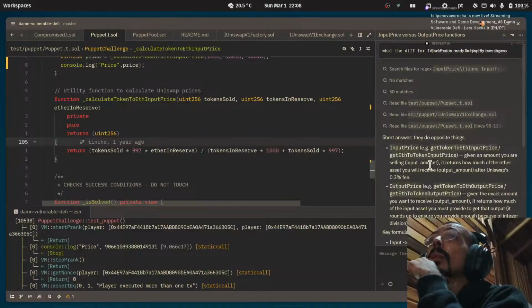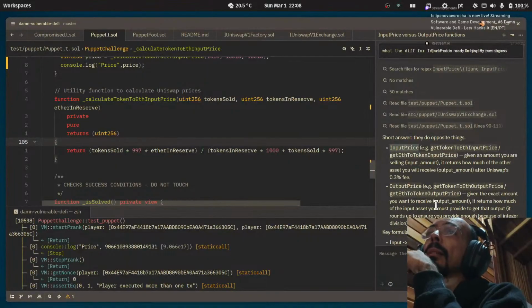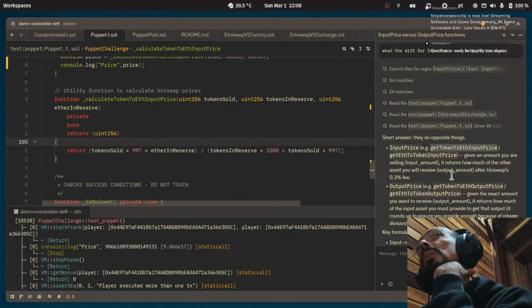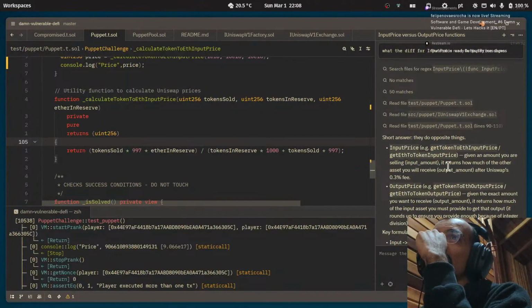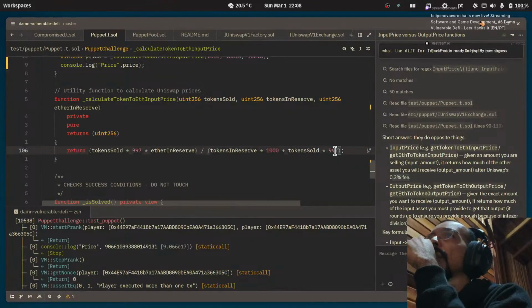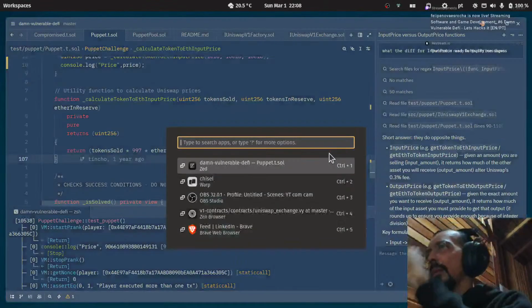Okay, let me see here what they said. Short answer: they do opposite things. So input price, for example, get token to Ethereum input price, get Ethereum to token price. Given one amount you are selling as input, return how much of the other asset you receive after Uniswap fee. Yeah, so that's the fee indeed. It's a strange way to take out fees, but maybe it makes sense, right?